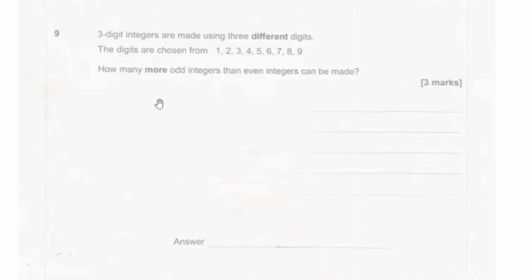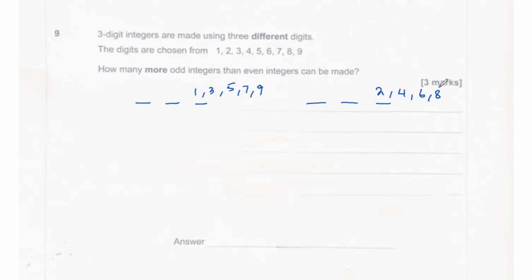Then question 9 says 3-digit integers are made using 3 different digits. The digits are chosen from 1, 2, 3, 4, 5, 6, 7, 8, 9. How many more odd integers than even integers can be made? So we're making a 3-digit number. For an odd number, we can have 1, 3, 5, 7, and 9 in the last digit. For an even number, we can have 2, 4, 6, and 8 in the last digit. We have to determine how many more odd integers can be made as compared to the even integers.